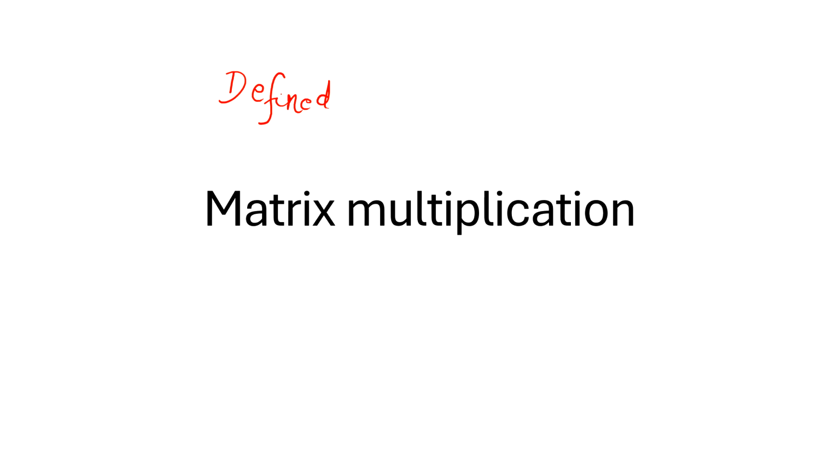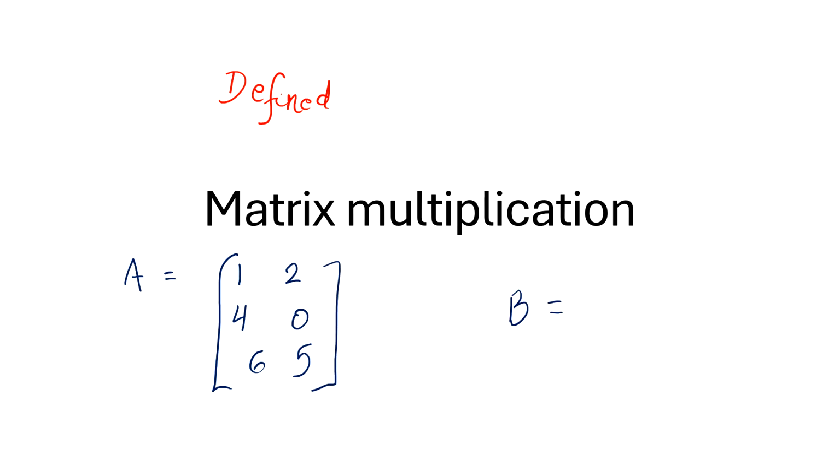So let's consider two matrices, A. We always represent it with an uppercase letter. Let's have elements 1, 2, 4, 0, 6, 5, and another matrix B, 3, 0, 5. So we've got two matrices.